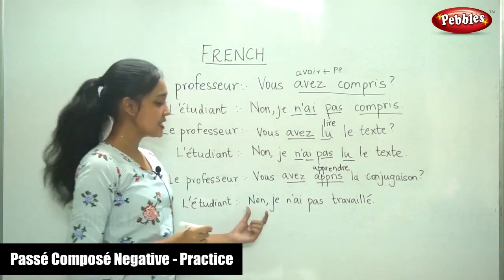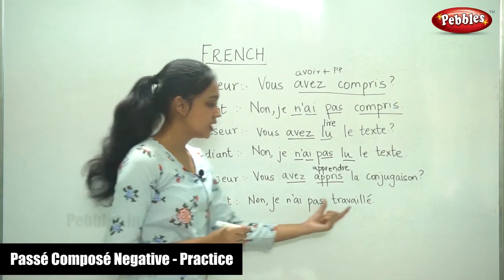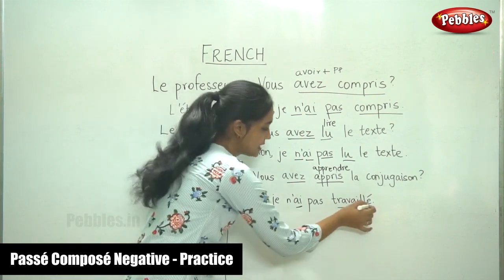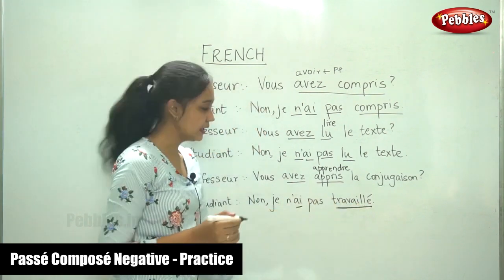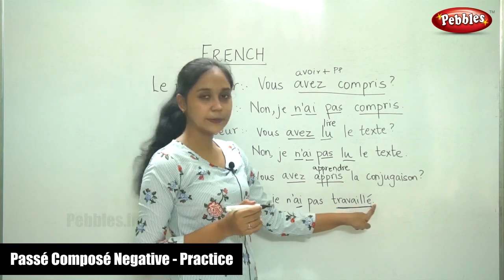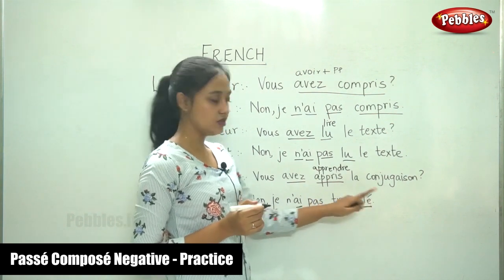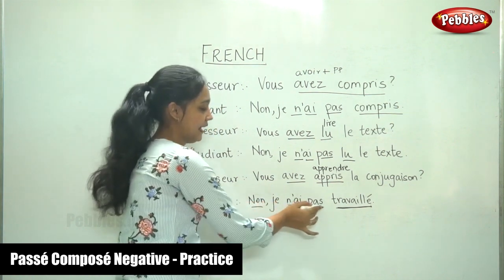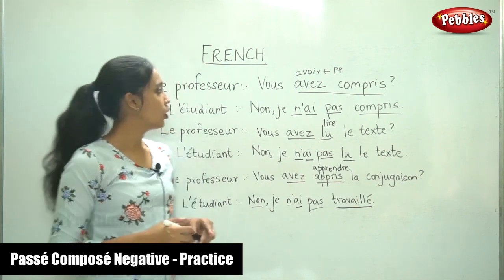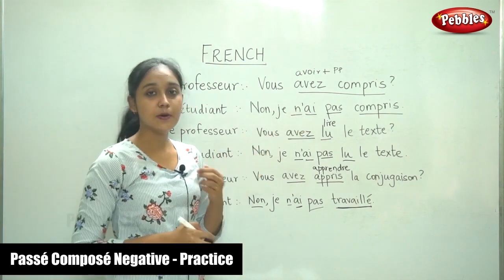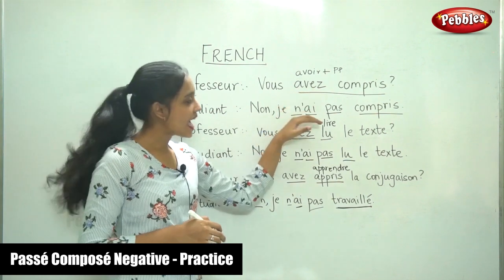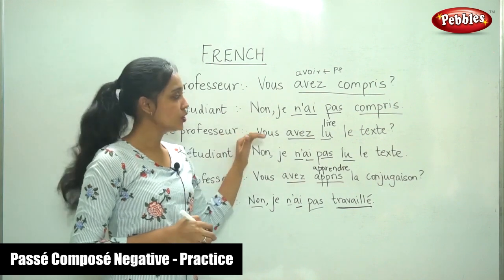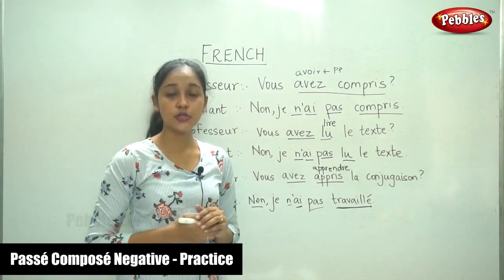Now the student says, no, I have not worked. Travailler. This is avoir plus the past participle of the verb travailler. It is an ER verb, so we replace ER with E accent. And since the sentence is negative, we add ne and pas. I hope you understood how we use passé composé in a question and how to answer in passé composé in the negative. Now you must be thorough with how to use passé composé.